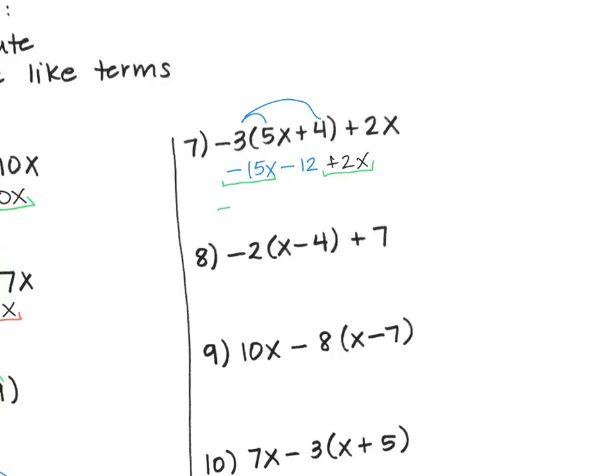Okay, since there are opposite signs, I subtract. 15 minus 2 is 13. And I'm going to keep an x on it. Okay, then what's left? The minus 12 is left, so I'm going to bring that down at the end.